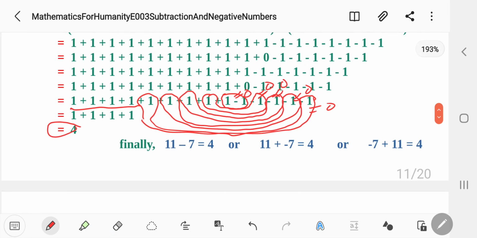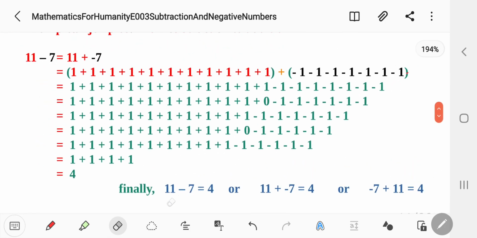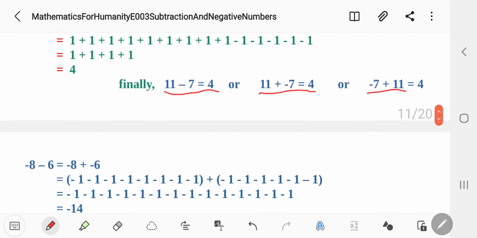So finally we have 11 minus 7 equals 4, or you can write this as 11 plus negative 7 equals 4, or, because when you add two numbers you can interchange the order, negative 7 plus 11 equals 4. Okay, we'll go to the next one.